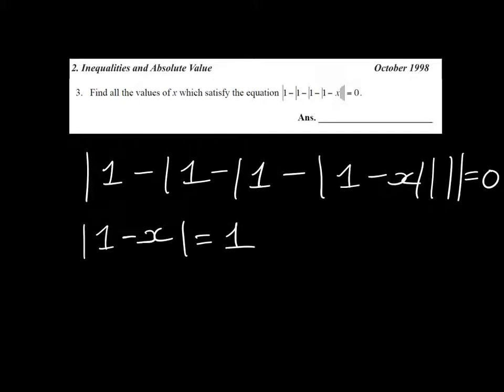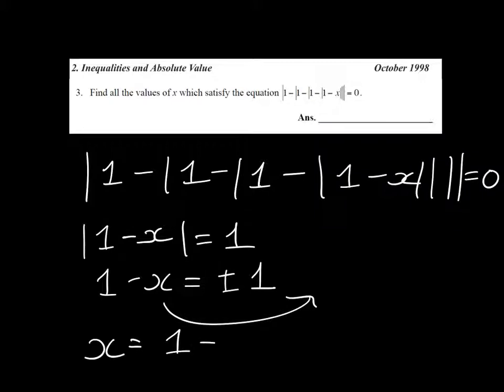So this is pretty easy. All we need to do is say that 1 minus x can equal plus or minus 1. And if we move x over here, we get x is equal to 1 minus plus or minus 1. And that's equal to 1 plus or minus 1. And that is equal to 0 or 2.